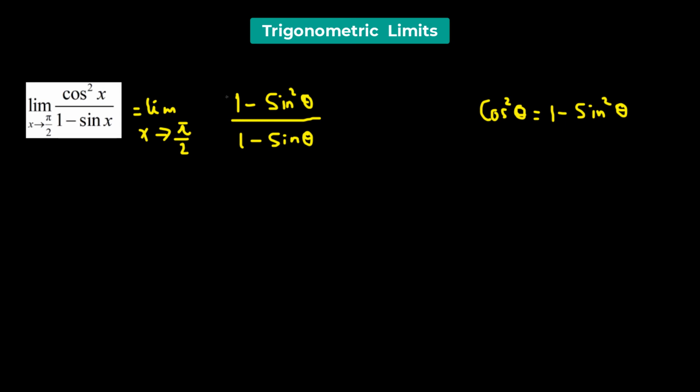Now in the numerator we have 1 minus sine squared theta, so the 1 can also be rewritten as 1 squared, so that we have limit x tends to pi over 2. Now the reason why I wrote 1 as 1 squared is because now it corresponds to the identity a squared minus b squared, which is simply equal to the product of a minus b and a plus b.